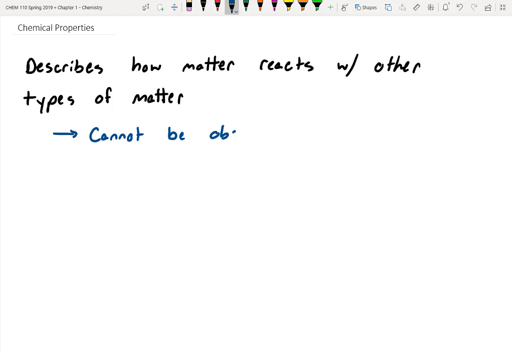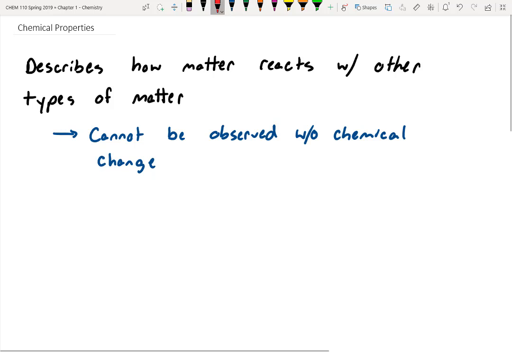So it cannot be observed without a chemical change. So change is kind of the key feature of this one. Physical properties we can measure without changing things. Chemical properties are normally the result of some sort of observed change. All right, and the key takeaway for this one is it changes matter into a new type of matter.